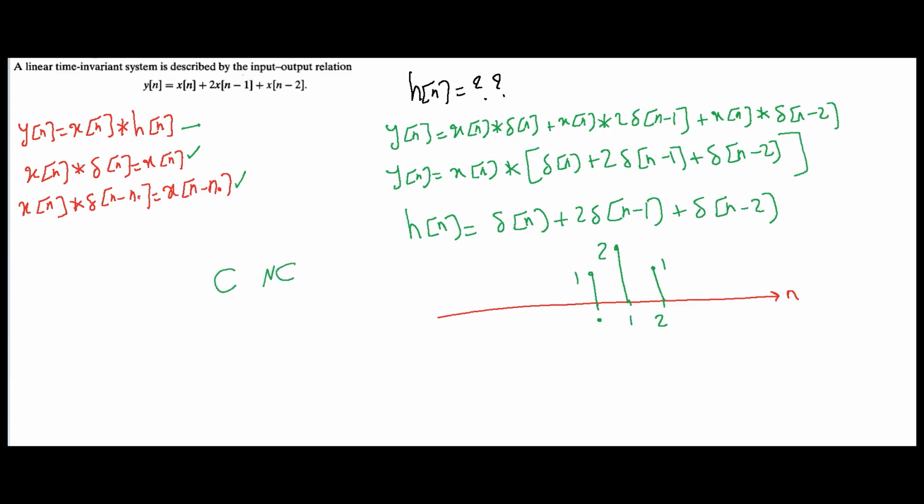Part 2. Is the system causal? Next, we are asked whether the system is causal. For an LTI system, causality requires the impulse response to be 0 for all values of n less than 0. Looking at h[n], we can clearly see that all samples for negative values of n are 0. Therefore, the system is causal.